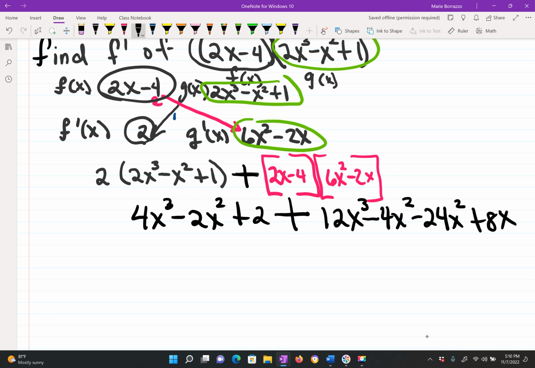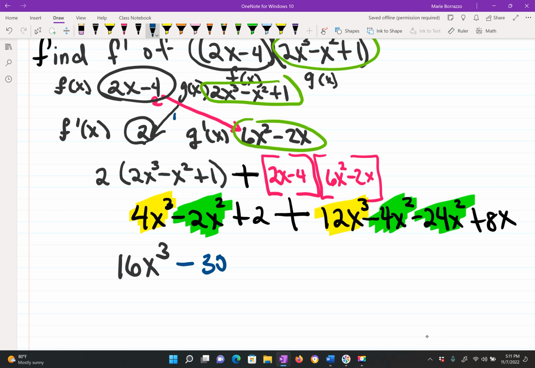So if we combine like terms, I'm going to combine the x cubed, the 4x cubed, the 12x cubed. That's going to give me 16x cubed. I'm going to take the negative 2x squared, the negative 4x squared, the negative 24x squared, and that's going to give me negative 30x squared. You're left with plus 8x plus 2, and that's your answer.